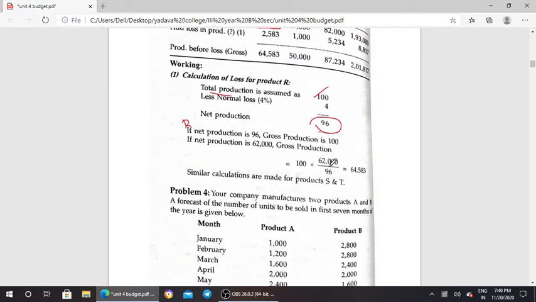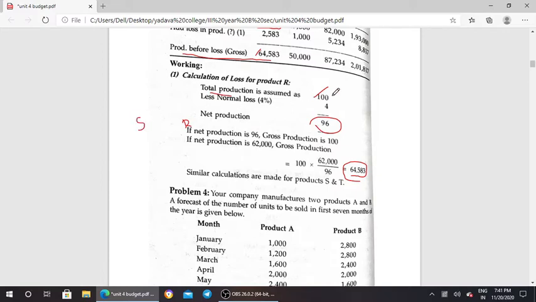So with the 62,000, we have assumed full production is 100%, less the normal loss of 4%, you get 96. So 62,000 divided by 96 into 100, you will get 64,583. That is the production before loss.